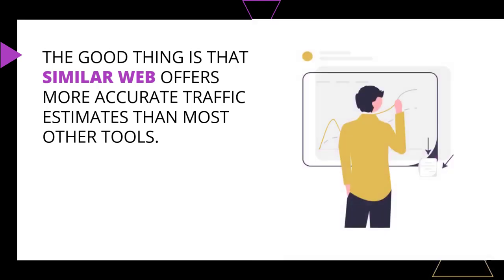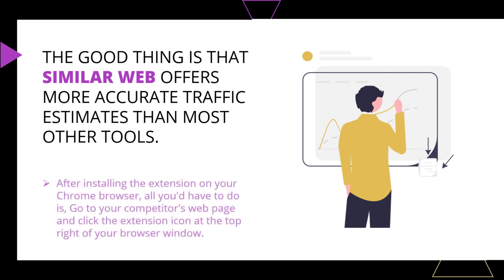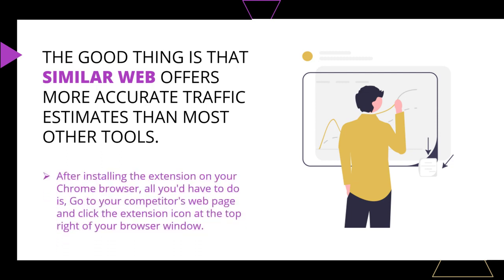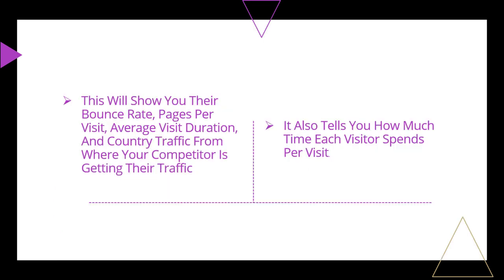So there's a nice little illustration to go with that. Basically, once you install the extension, all you have to do is go to your competitor's webpage and click the extension icon and get the information. The pages per visit, the average duration, the country. You don't need me to read all of that to you. It really gives you a lot of great information about the traffic coming to your or a competitor's site. So this is a really, really handy tool that not as many people use as could probably benefit from it.